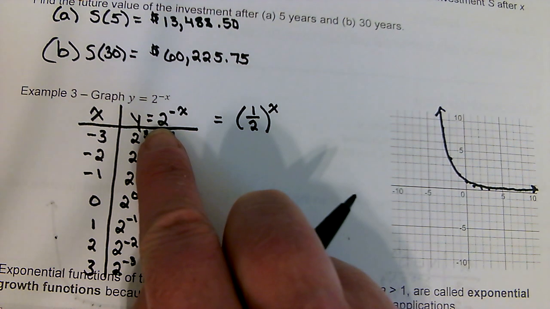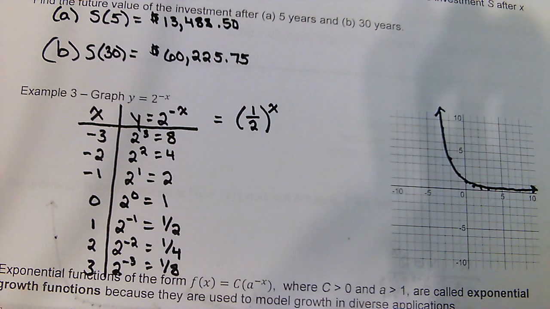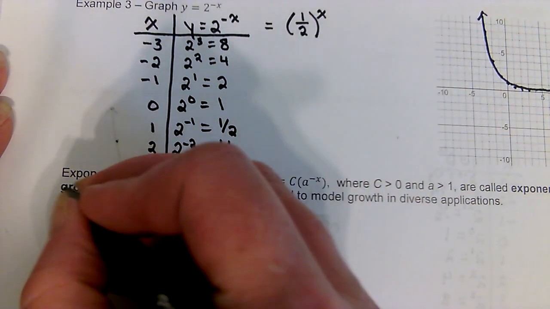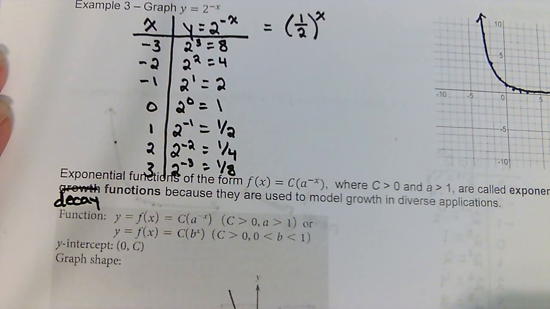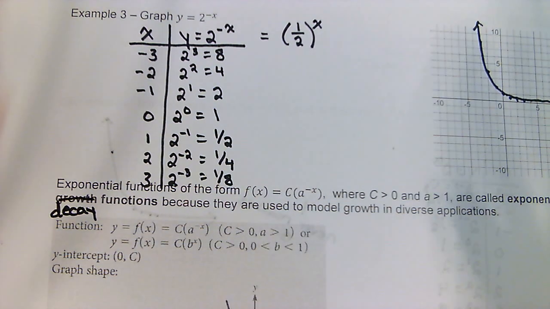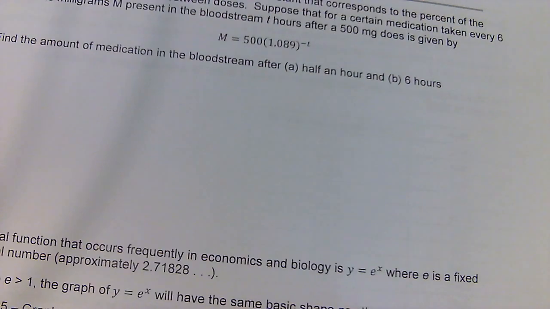So if you have a number bigger than 1 to a negative exponent, you're going to have, this should be saying exponential decay. I will try to fix it on your notes. This is not growth. This is decay. It's also true if the base is between 0 and 1. You get decay. Same type of behavior, but it's just kind of flipped. Fix that in the notes.